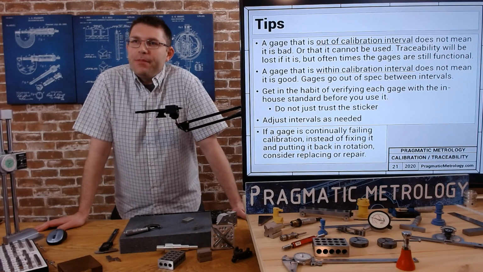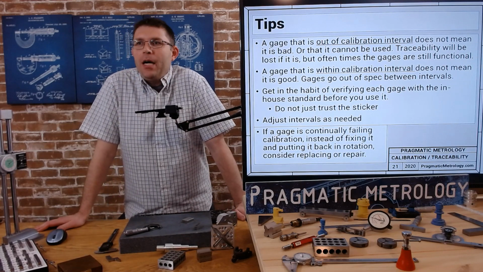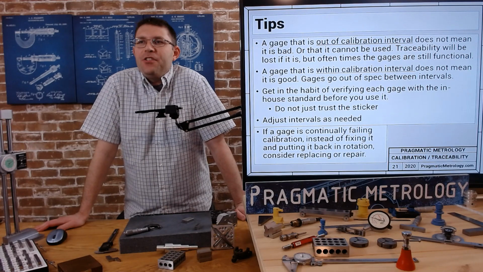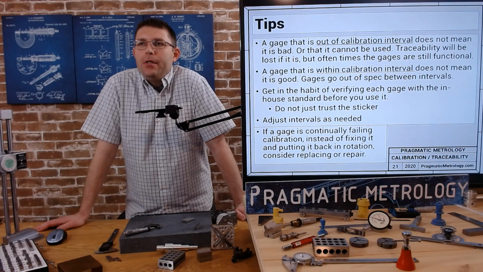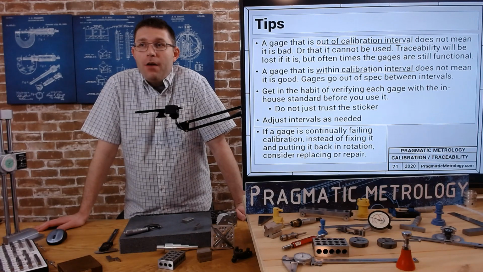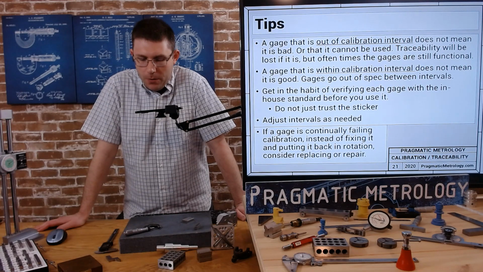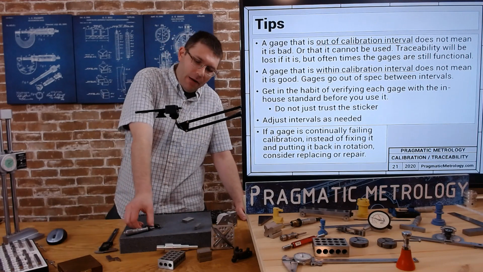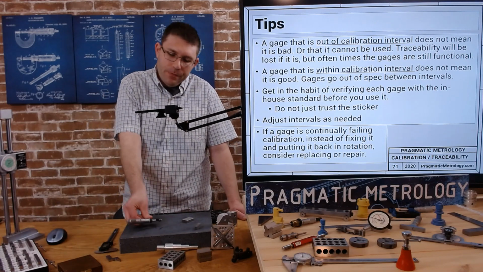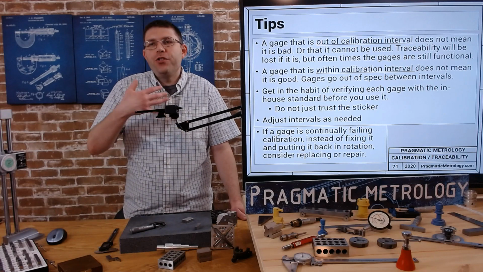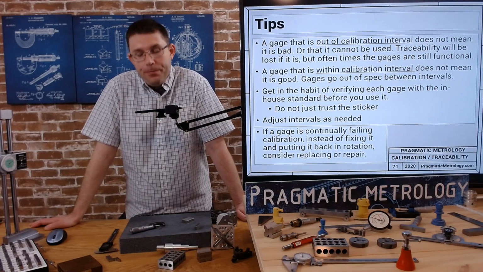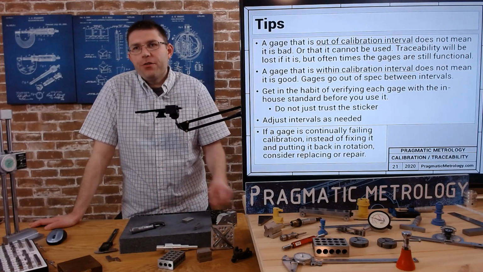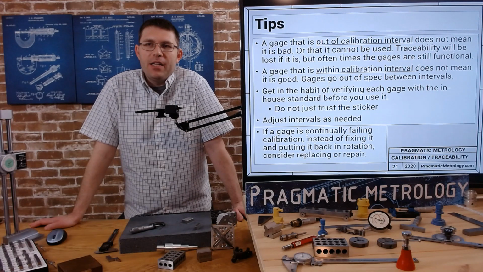So I'll close with some tips. I want you to keep in mind, a gauge that is out of calibration interval does not mean it is bad or that it cannot be used. Traceability will be lost, but oftentimes the gauges are still functional. So what that means is sometimes you have a micrometer and it's out of the calibration interval, which means, let's say it was supposed to be calibrated last month. You go to use it now and the sticker says, ooh, it was supposed to be calibrated last month. It hasn't been updated.